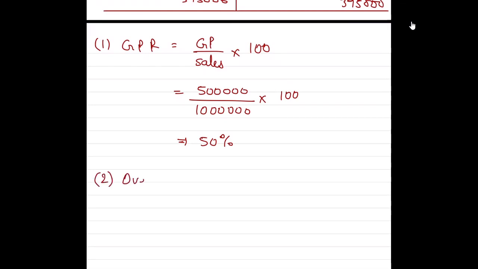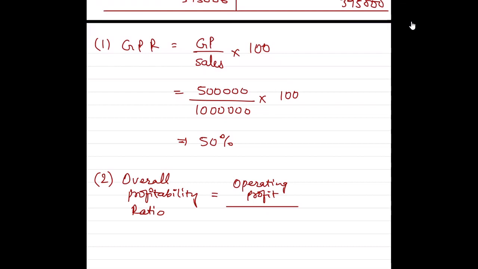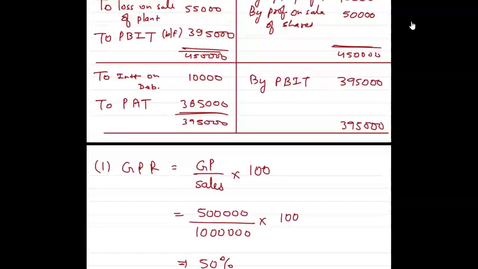Then the second part they have asked for is the overall profitability ratio. The overall profitability ratio asks me to calculate the operating profit, which will be divided by the capital employed and multiplied by 100. So basically, what is the operating profit over here? Again, I can take the data from here.